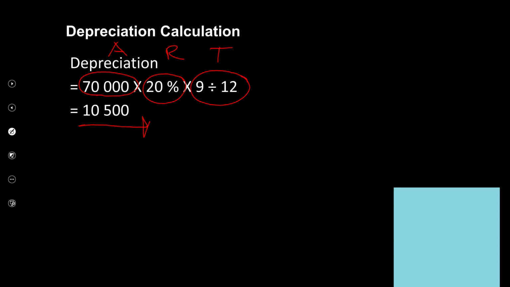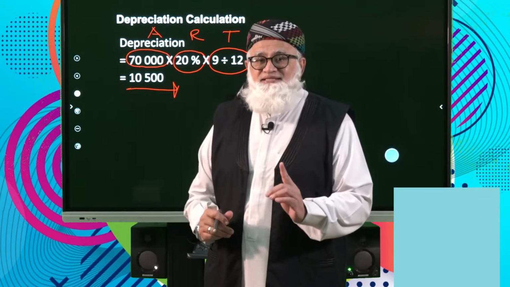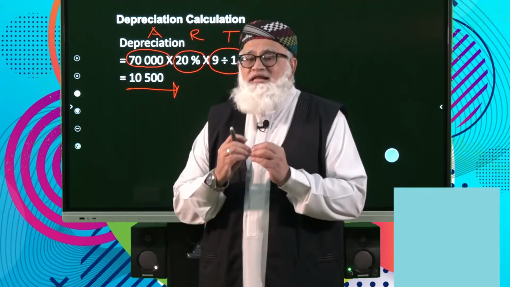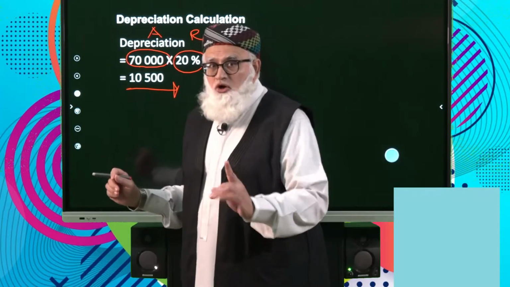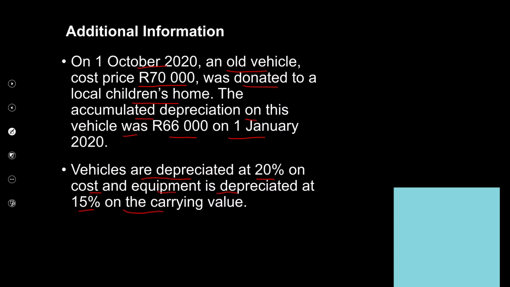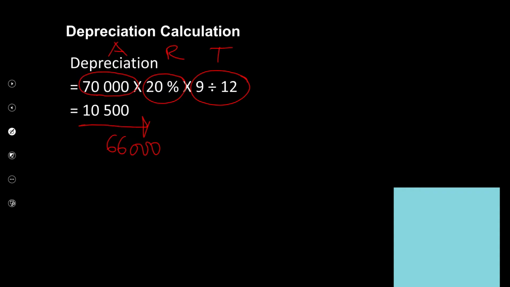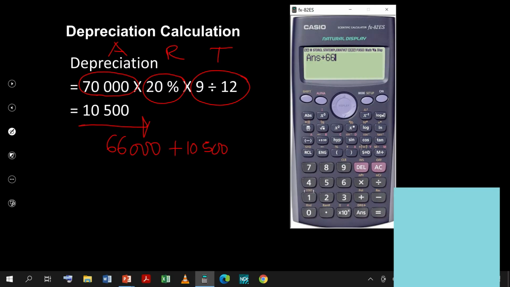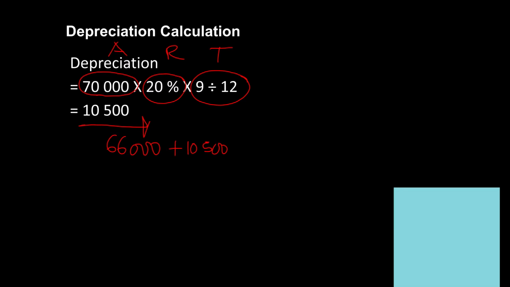Now, what is important for you to remember is that if I put through an entry with the amount of 10,500, what's going to happen? Watch this here. My accumulated depreciation is 66,000 Rand, as we said from the information. If I take 66,000 and add 10,500 to it, you're going to get a figure of 76,500. Now, obviously, this is not possible.